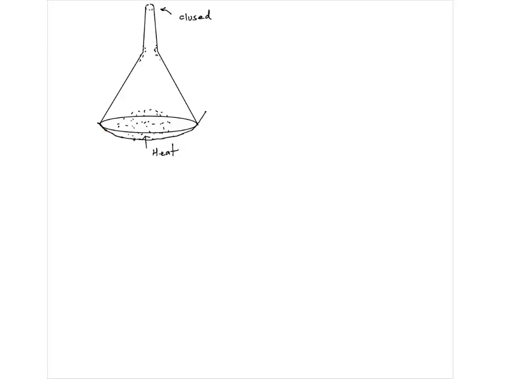This is some china dish which you are going to heat. You have taken some camphor on this china dish. When you heat, you expect the vapors to go up, and to trap them, you have inverted a funnel, and you have closed this by some cotton plug so that nobody can escape.